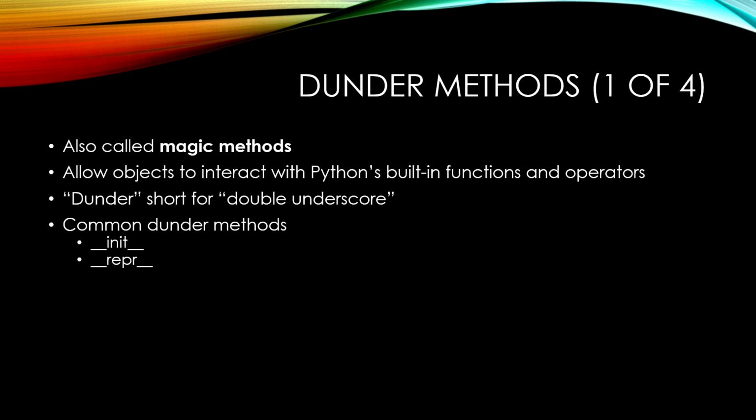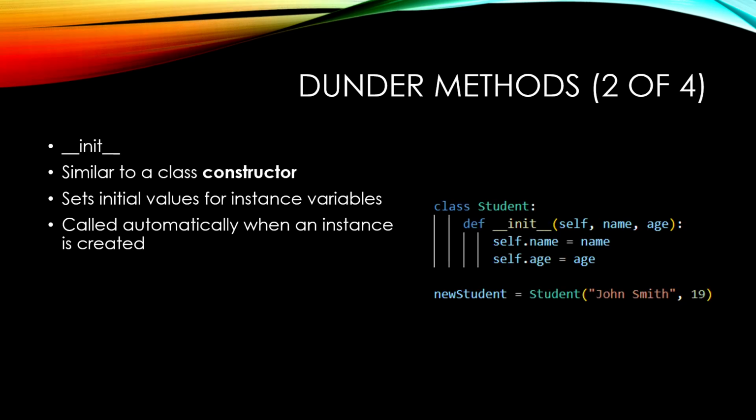The term dunder comes from double underscore. As you can see from these two examples here, this is dunder init and dunder repr. These begin and end, I repeat, they begin and end with a double underscore, hence dunder. So now let's look at a few dunder methods and see what these are like.